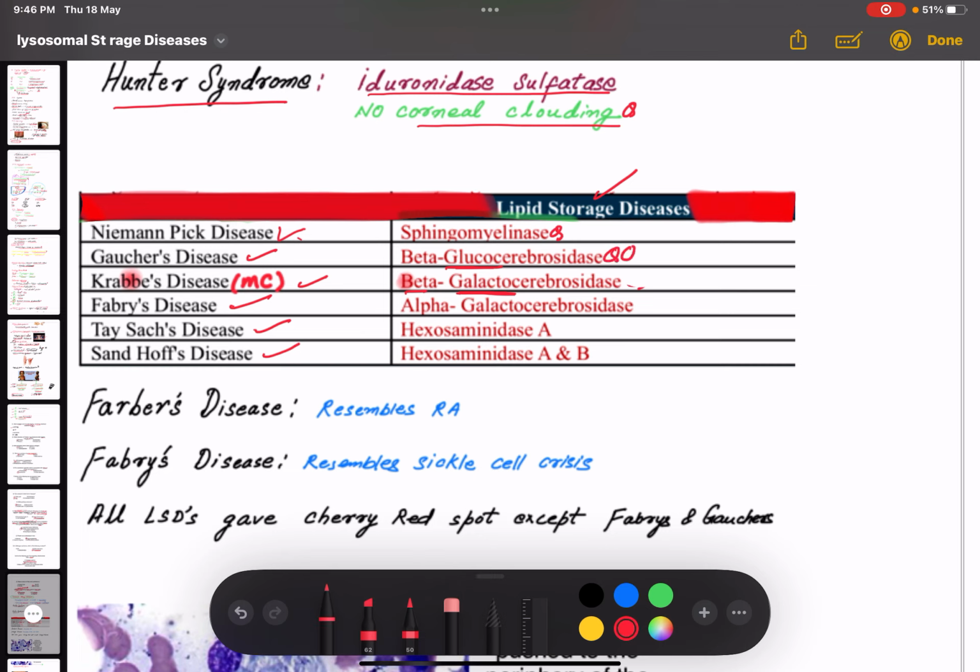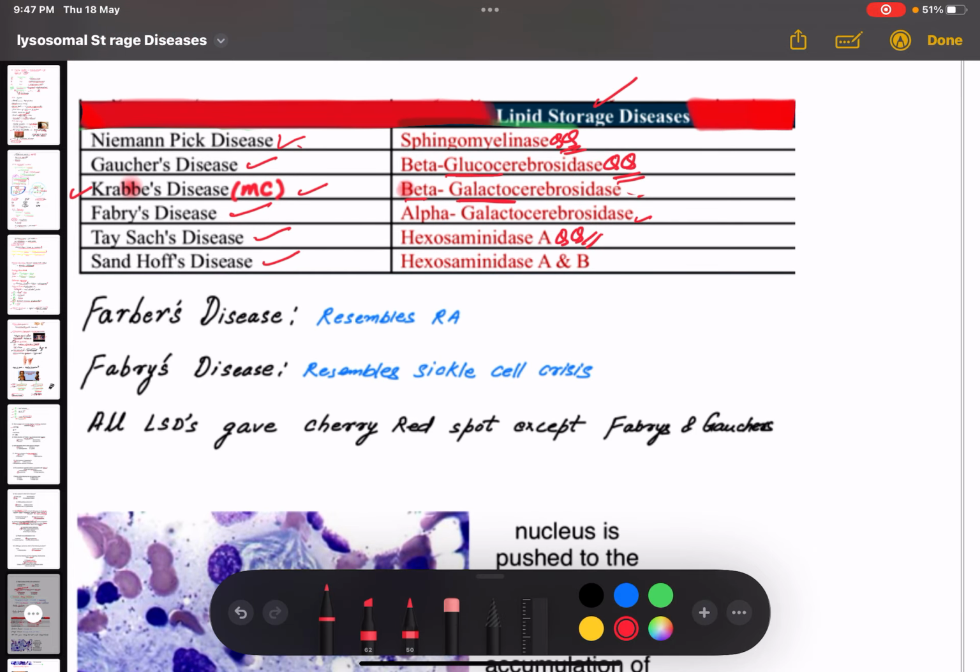The first ones are most important. Fabry's disease is due to alpha-galactosidase deficiency. Tay-Sachs is due to hexosaminidase A deficiency. And Sandhoff's is due to hexosaminidase A and B deficiency. And Gaucher's disease is the most common lysosomal storage disease. See guys, there is a condition known as Farber's disease. It is another disease. Farber's disease resembles rheumatoid arthritis. And Fabry's disease resembles sickle cell crisis.